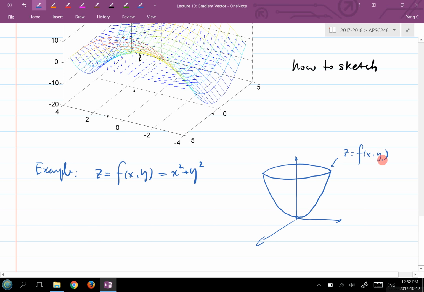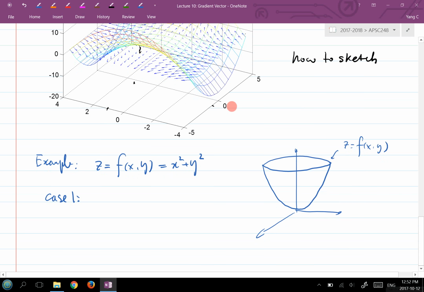Now I'm going to create a little bit of confusion for you. Number one case: I want you to calculate the gradient vector del f at the (1, 1) location. You can do the calculation, which is fairly easy. Del f is (2x, 2y). Then you plug in the x and y values, and you get (2, 2). So that's the gradient vector here.